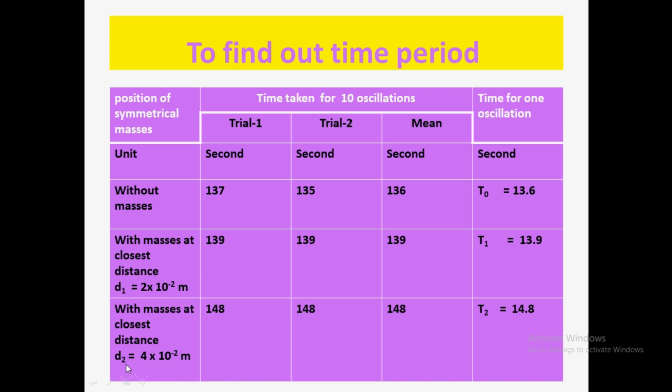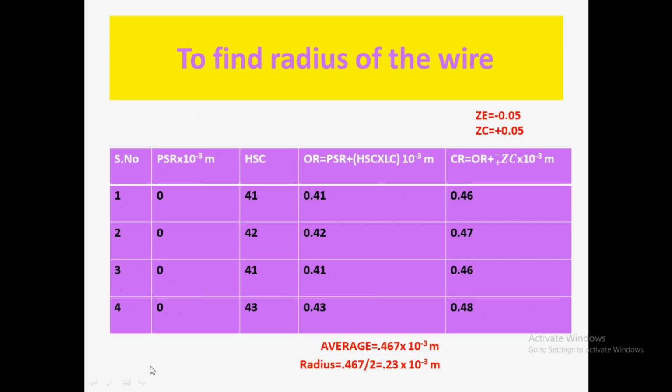Again, find out the distance D2, the distance between two centers divided by 2. We get 4. So D1 is 2 and D2 is 4. Now this is a tabular column to find out the radius of the wire using a screw gauge.